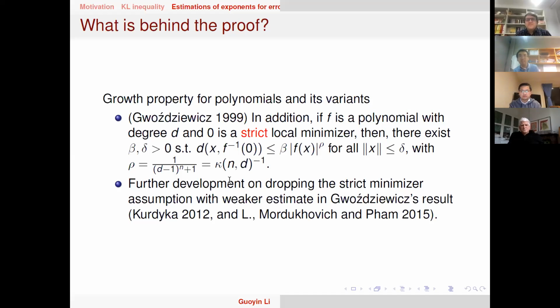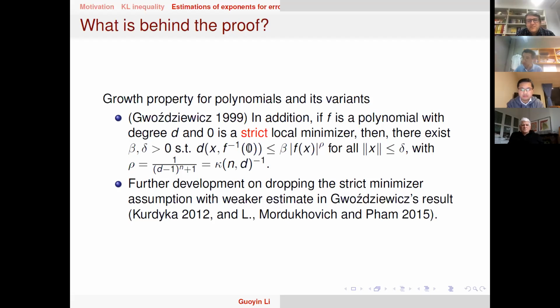This is a nice result by Guoyin in 1999, and later was refined by the famous algebraic geometer Janos Kollár to the semi-algebraic cases, but again under the strict local minimizer assumption. You can drop this strict local minimizer assumption, but you get a weaker estimate, and that's the work by Kurdyka and also Boris and Farnsberg. But here I'm just going to make use of the Guoyin result. Let's see how we can do it.